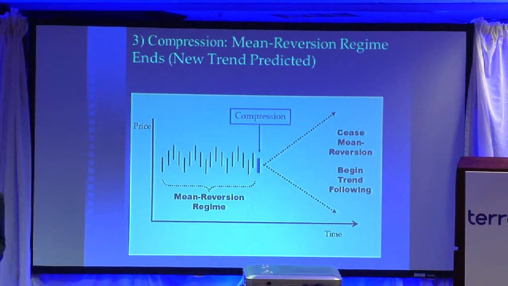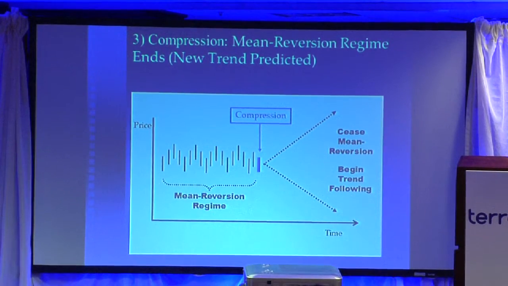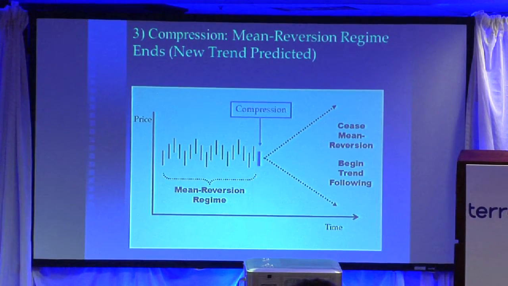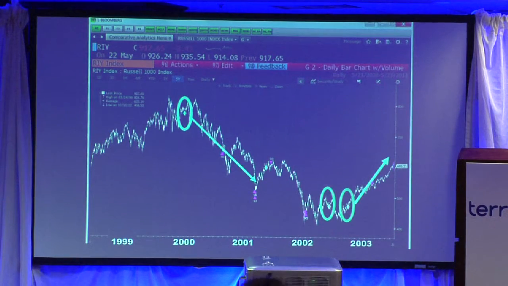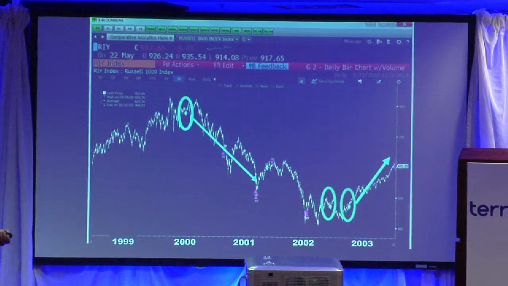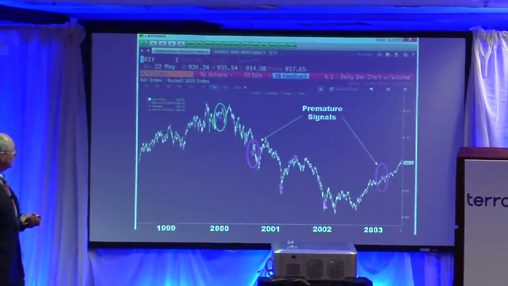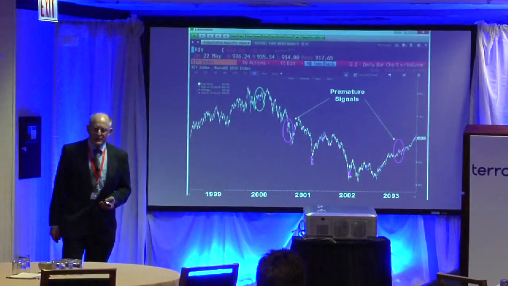And lastly is the compression signal, which comes at the end of a period of extreme mean reversion. And that means that a new trend is likely to emerge. Okay, and here are some examples of that. Obviously, not all of these signals work out.